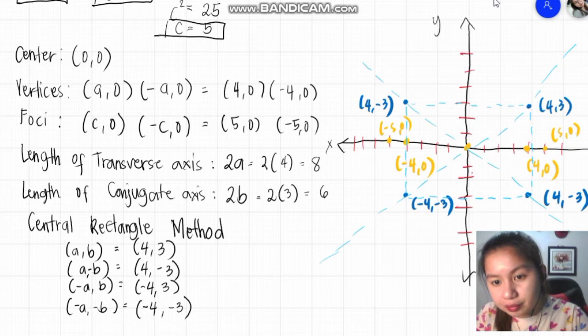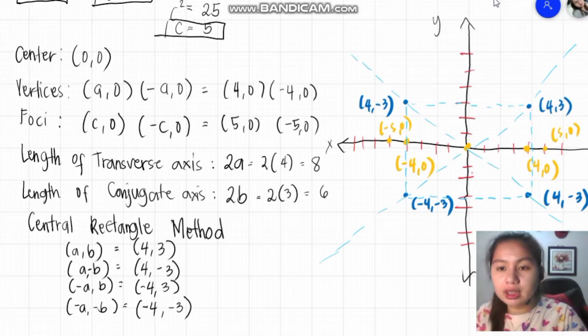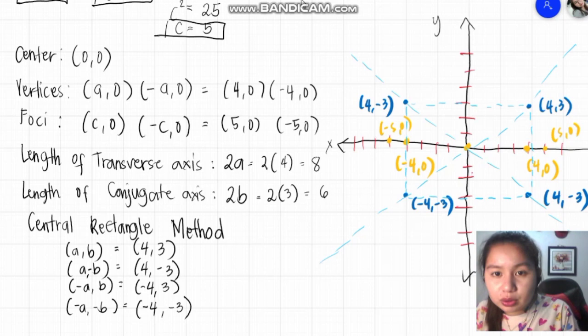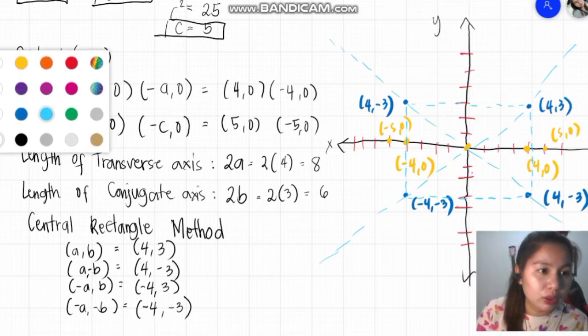So, ayan na yung ating asymptote. It means, when we say asymptote, limit yan. Hindi yan pwedeng tamaan ni hyperbola na i-drawing nyo. So, since nakapag-draw na tayo ng asymptote, pwede nyo nang i-draw yung ating hyperbola.